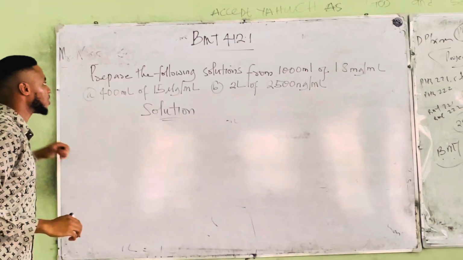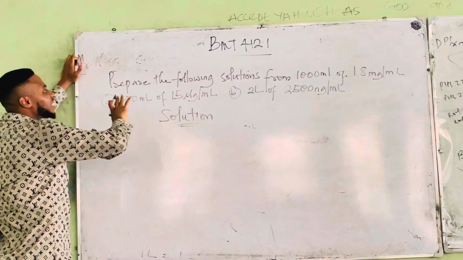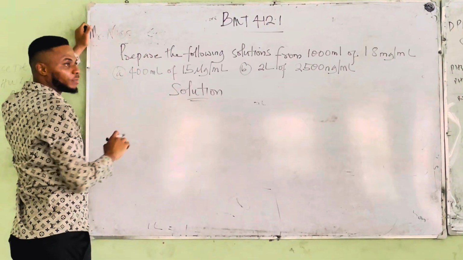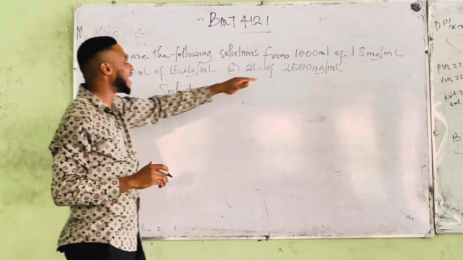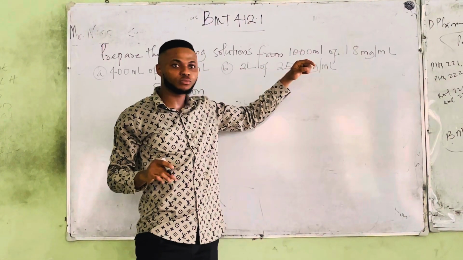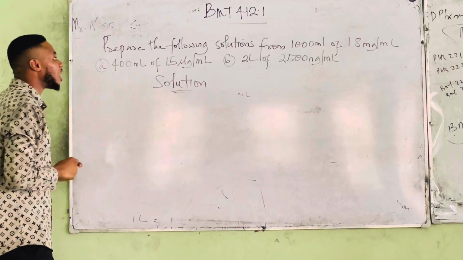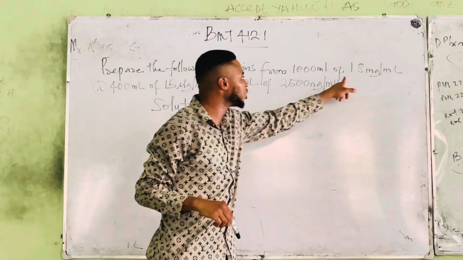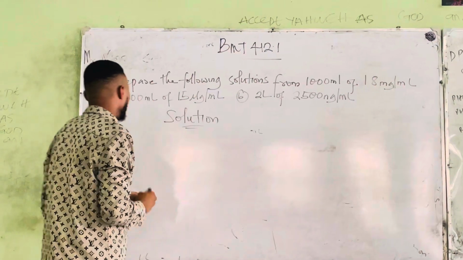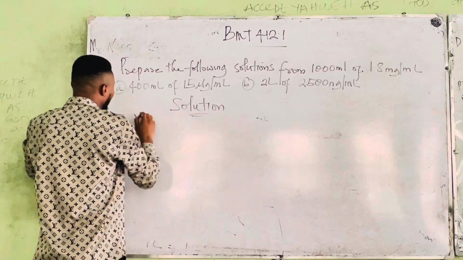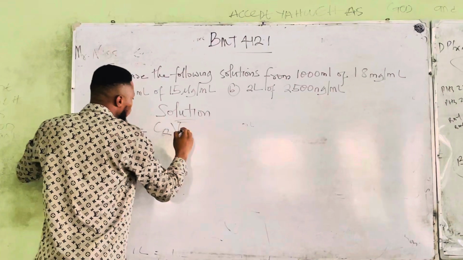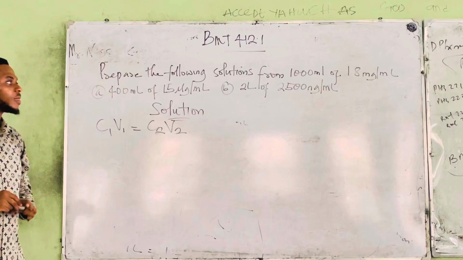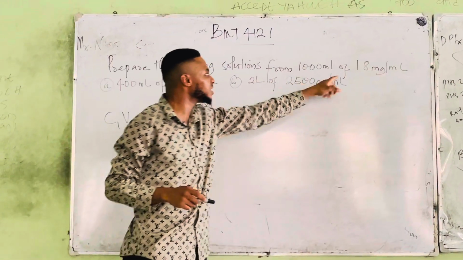Look at this. That 1000 ml is like a reservoir of 18 milligrams per ml. So at the end, we will have to measure out a particular volume. But this is what we want to prepare, and this is the original concentration. So we make use of what we call C1V1 equals C2V2. This is the concentration and volume relationship. Now, prepare the volume of solution from this.